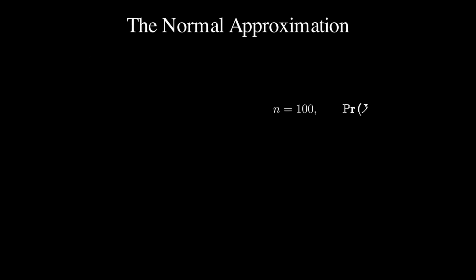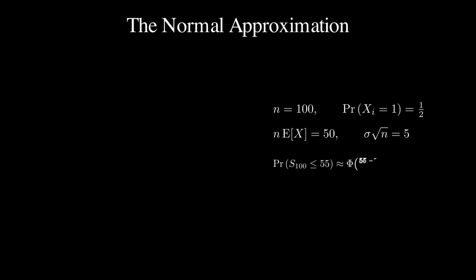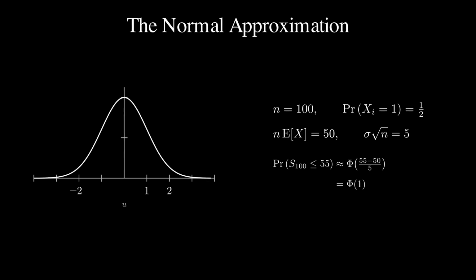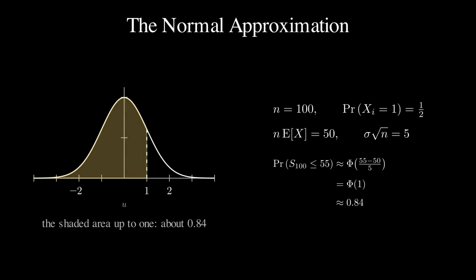A concrete run. A transmitter sends 100 bits, each equally likely to be 0 or 1, independently. What is the probability that at most 55 are 1s? The mean count is 50. Sigma root n is 5. Standardize: 55 minus 50 over 5 is 1. The answer is approximately Phi of 1, the area under the standard Gaussian density up to 1, about 0.84.